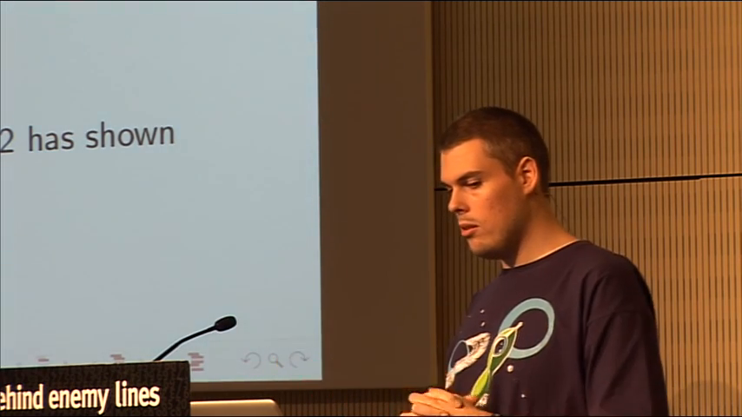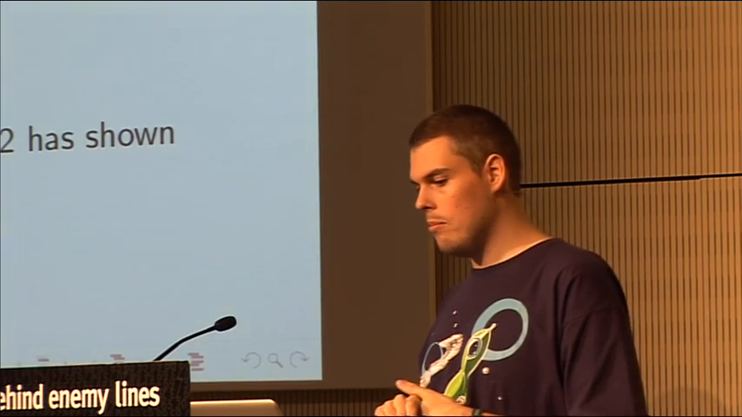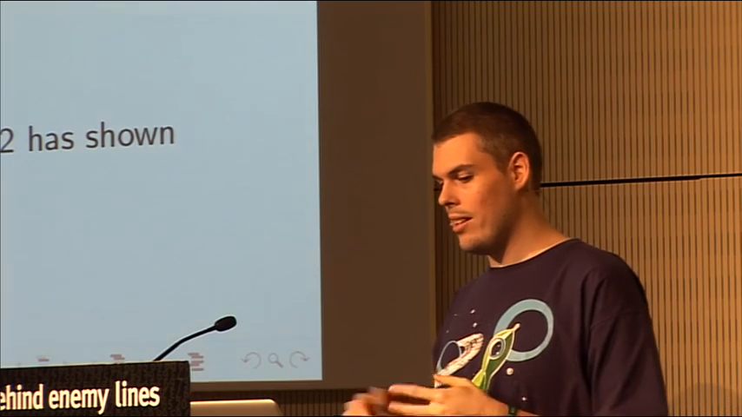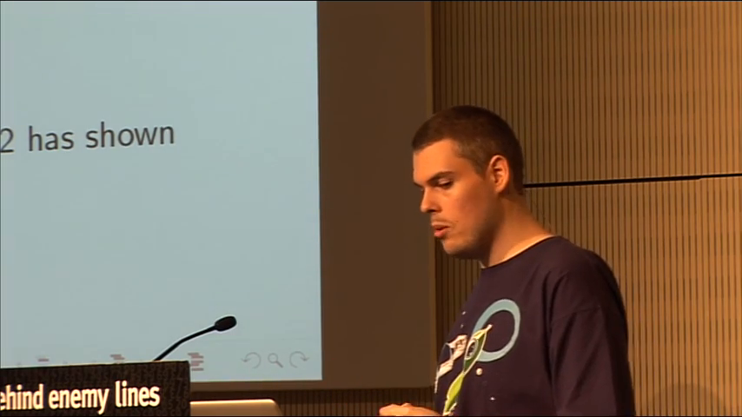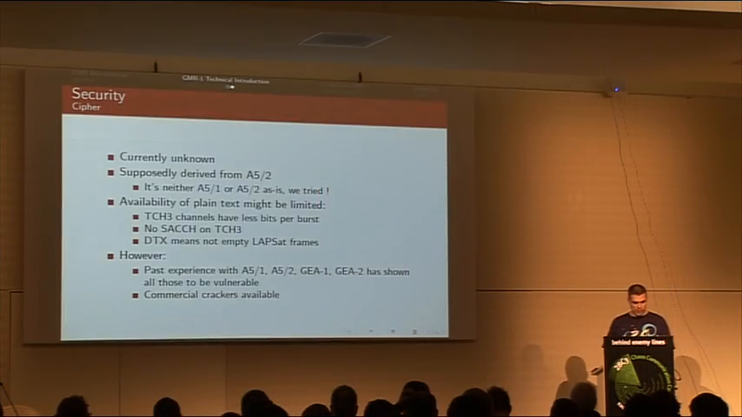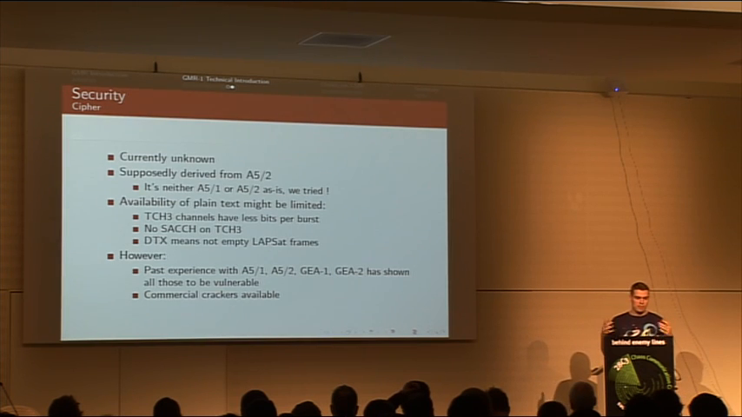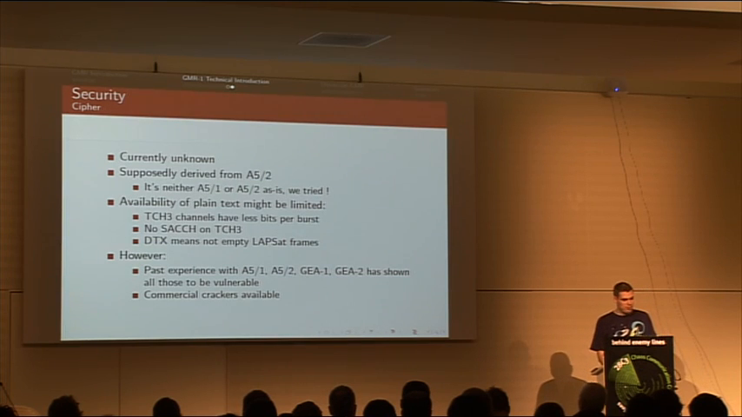Although we don't know the cipher, past experience has shown that the kind of protocols they standardized, like A5/1, A5/2, GEA1, GEA2, were not especially strong. Especially if you just Google for something like a Thuraya intercept, you will find commercial crackers that claim they can intercept the channel in a few seconds. So you can kind of imagine that the cipher must not be that strong if it can be broken in a few seconds.